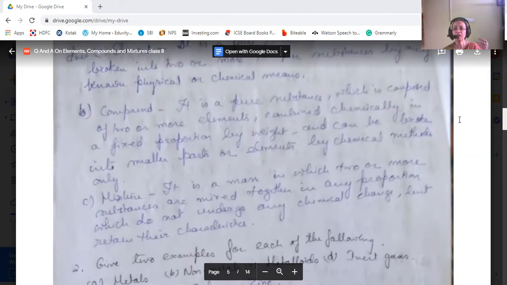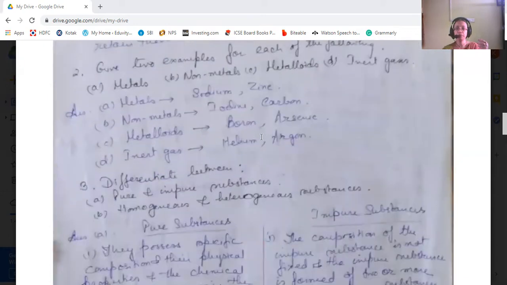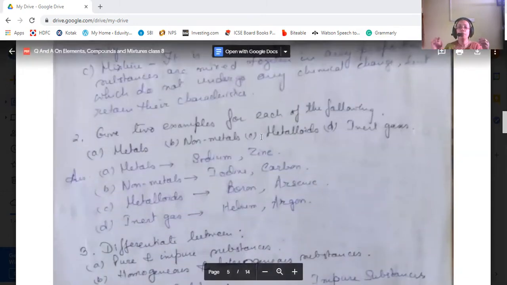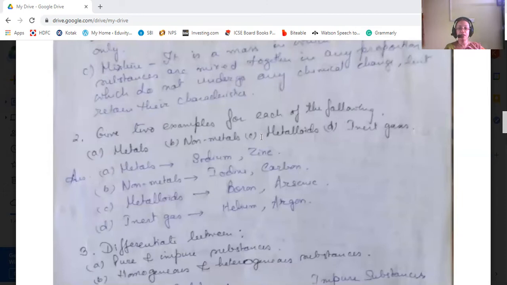Okay. Next is: give two examples of each of the following. Okay. So metals, non-metals, metalloids, and inert gas. So metals, examples are sodium and zinc. Non-metals, iodine, carbon. You can give other examples also. Metalloids, boron, arsenic. Inert gases, helium, argon.